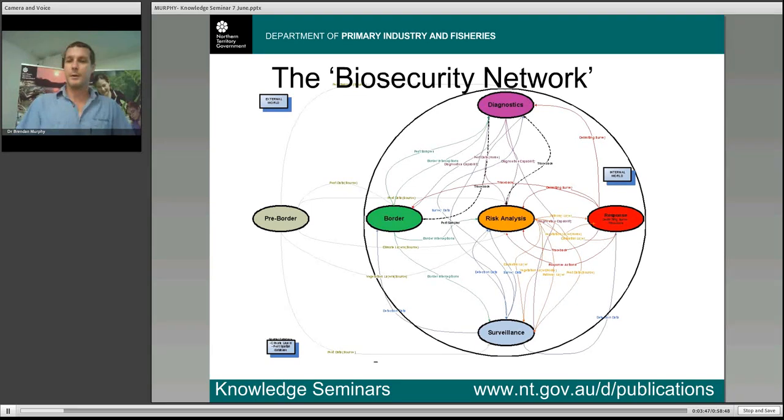And one of the key points I'll be emphasizing today is the similarity between surveillance and response. So we're looking at a biosecurity system. Its job is to collect information to make informed decisions. And this is a better way of treating that system than looking at the so-called biosecurity continuum.